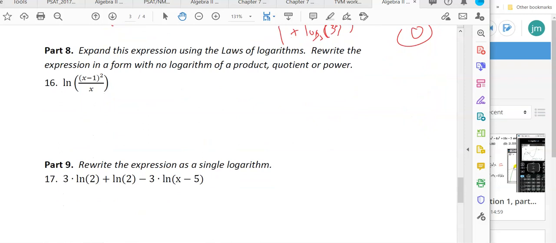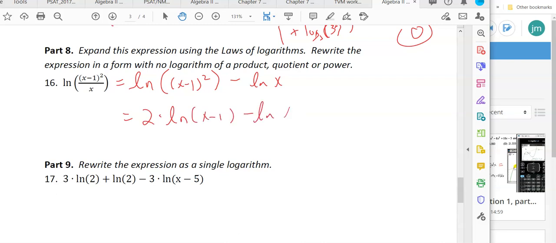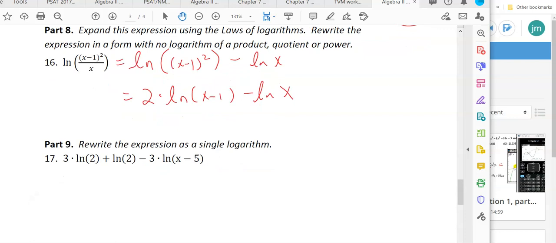Expand this. So this time we are supposed to expand. I would take care of the division first. So natural log of (x minus 1) squared minus natural log of x. Still have an exponent there, so let's take care of that. So that would be 2 times natural log of (x minus 1) minus natural log of x. That's good.